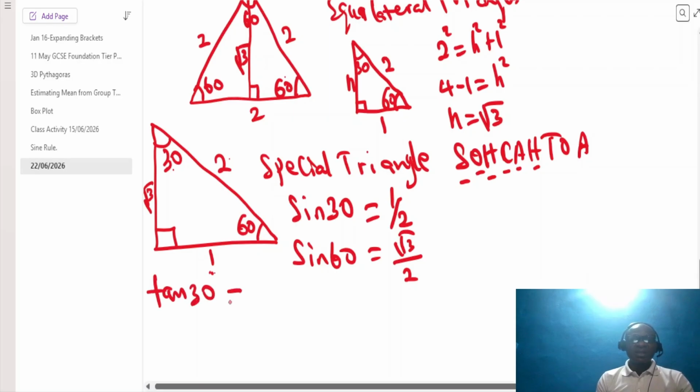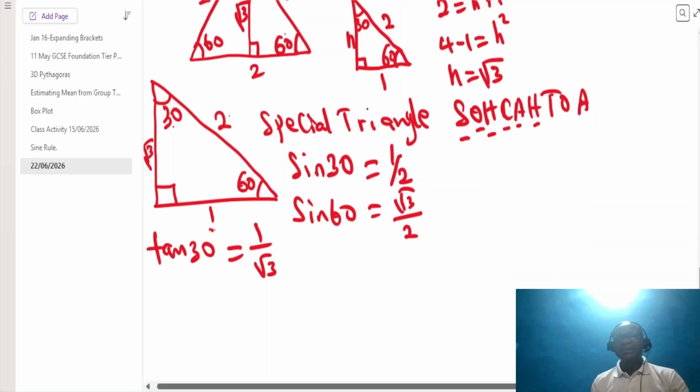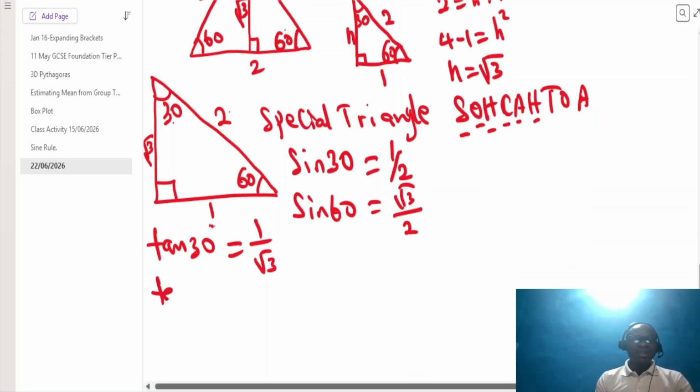Now, I can also find tan 30. And what is tan? Tan is the opposite over adjacent, which is 1 all over root 3. That is the value of tan 30. I can also find tan 60. Look at 60. Opposite of 60 is root 3 over 1. And root 3 over 1 is the same thing as root 3.